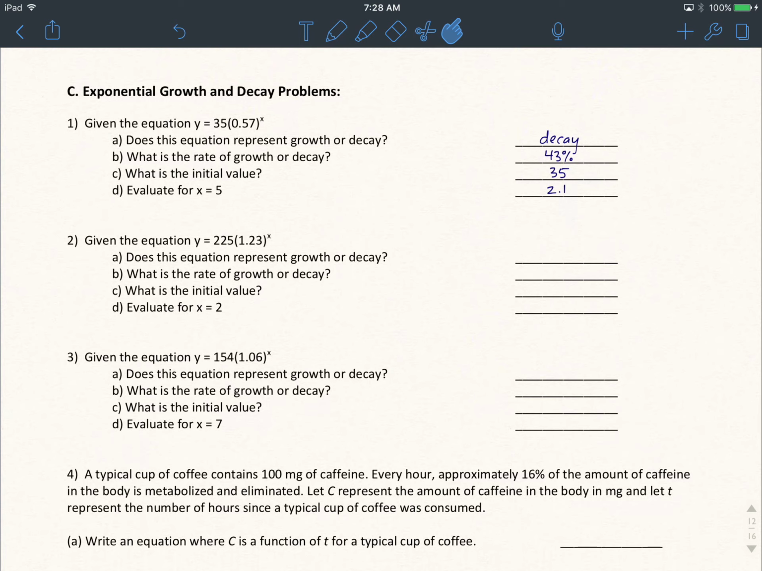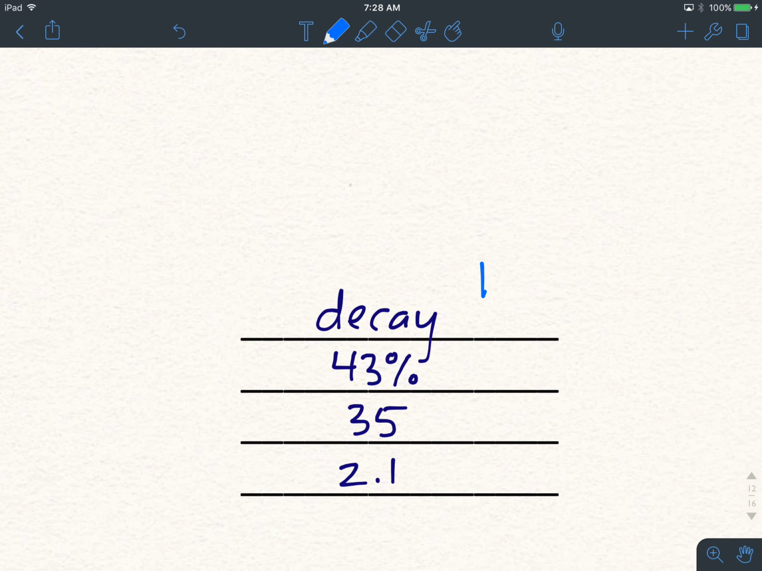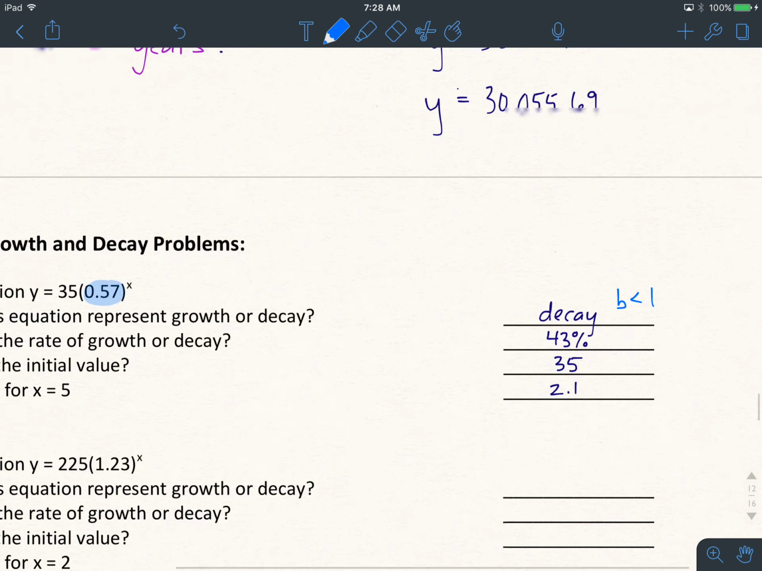So, number 1 says, given the equation y equals 35 times 0.57 to the exponent x, what does this equation represent, growth or decay? So I've pre-filled this one out. It represents decay. And how do I know that? It's because I'm looking here at my b value, and my b value is less than 1. So that's how I'm able to tell that this is decay. Any number that shows up in the b spot that's smaller than 1, and larger than 0 obviously, is going to be exponential decay as opposed to exponential growth.